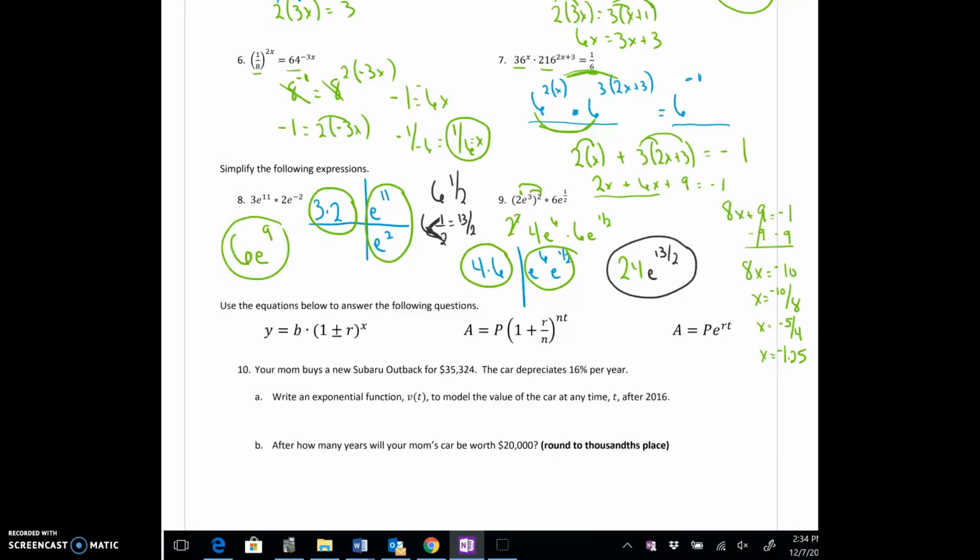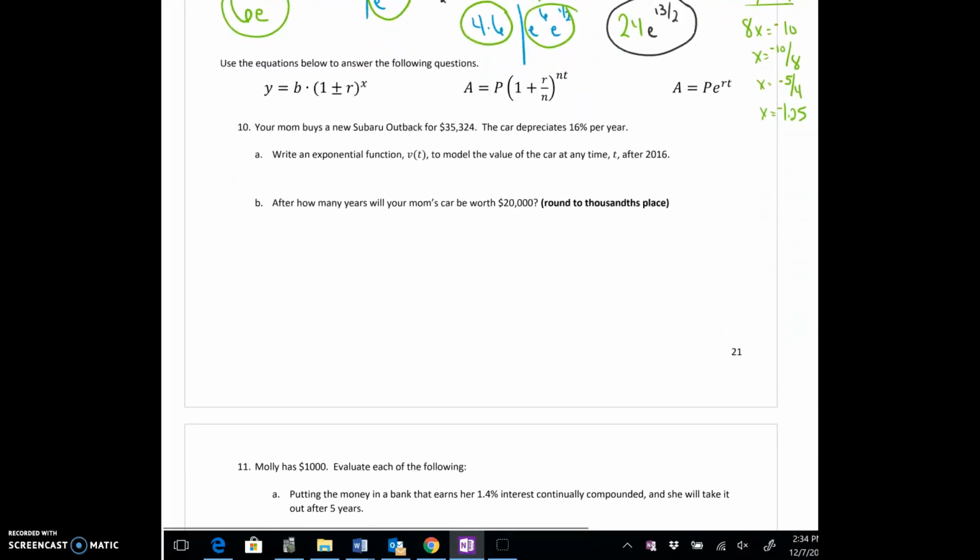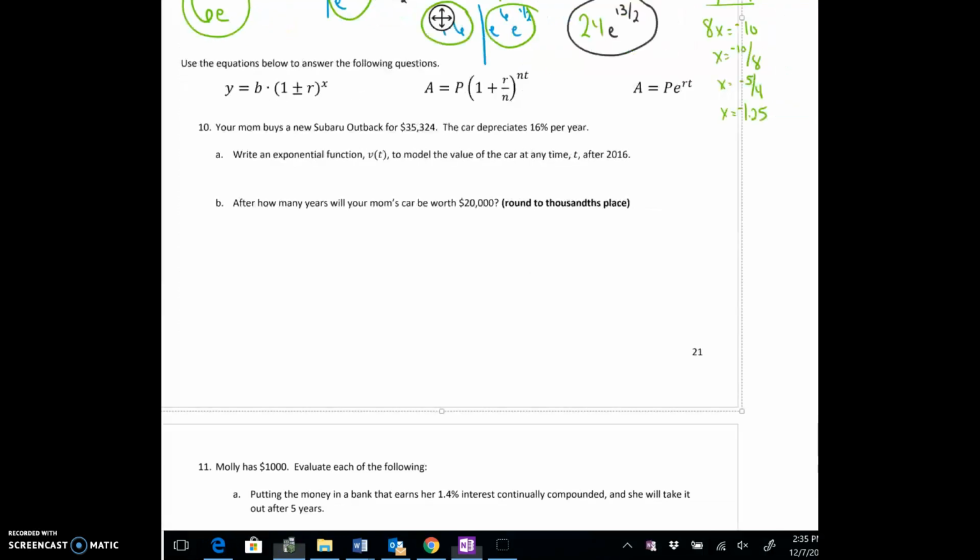All right, number 10. This is where you need your calculator. So do you have your calculator out? Let's see. I had mine. I don't know if you're going to be able to see it.